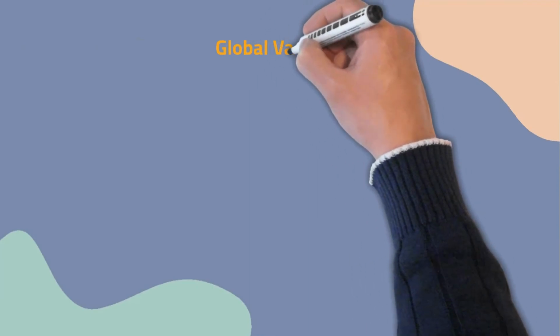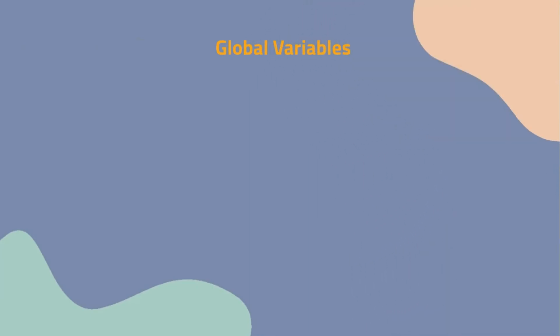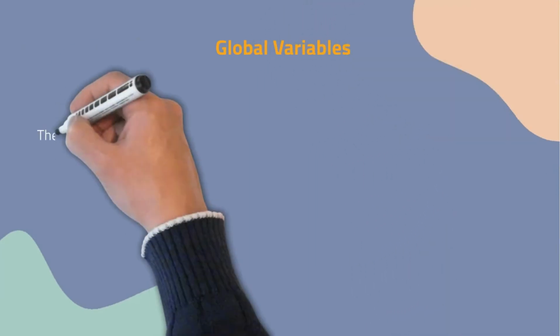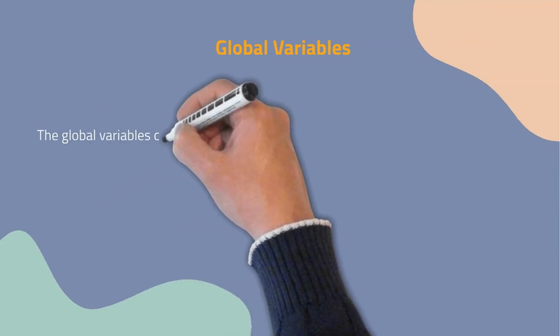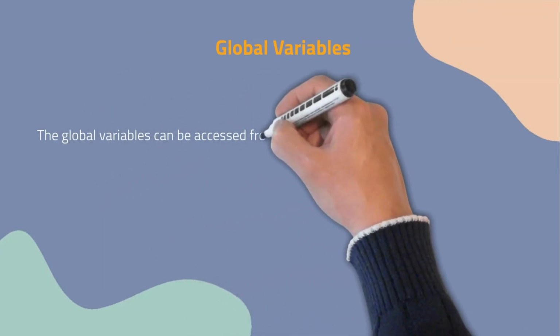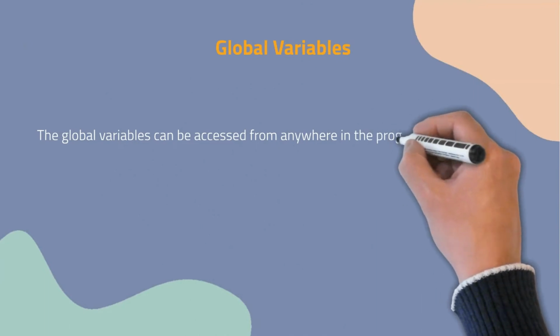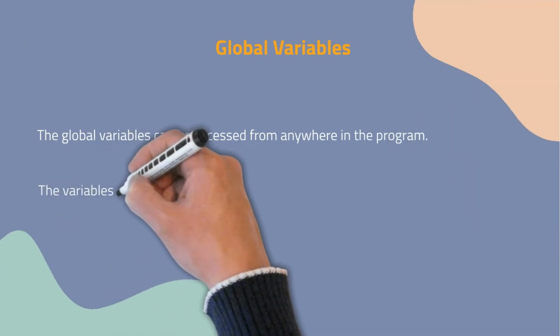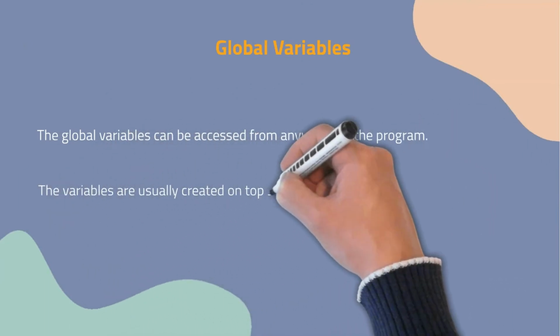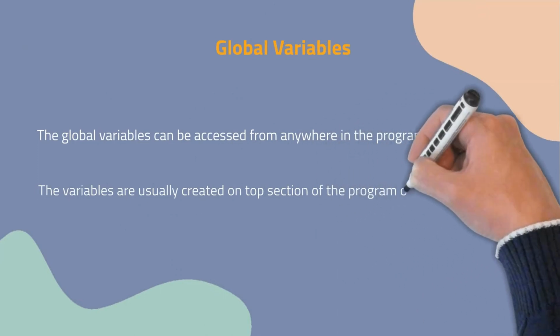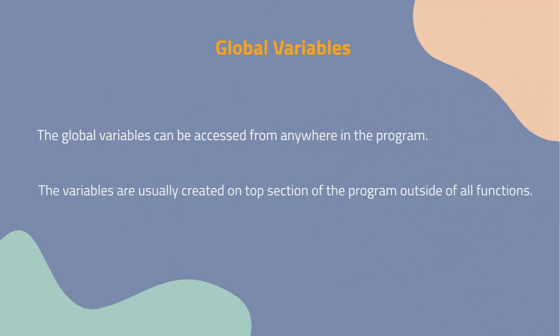Global variables. We can access a global variable from anywhere in the program. Global variables are usually created on the top section of the program, outside of all functions, even the main function. Let's test the global variables using a program.